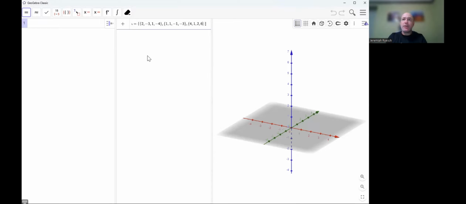Okay. So when I hit enter, you're going to see the matrix A. This is a really nice visual to make sure that it does match what we had: 2, negative 3, 1, negative 4; 1, 1, negative 1, negative 3; 4, 1, 2, 6. Okay, so that looks good.